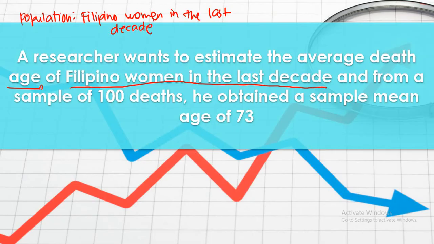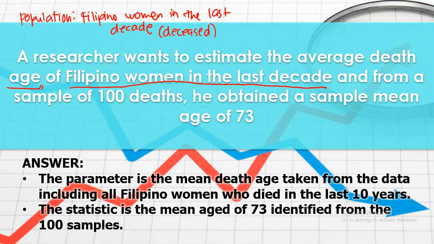Obviously, these Filipino women that we are talking about here are those who are already deceased. We can say it that way. So we can make the population very specific based on what's given. So that is our population. And what are we talking about here? Obviously, we are talking about their death age.